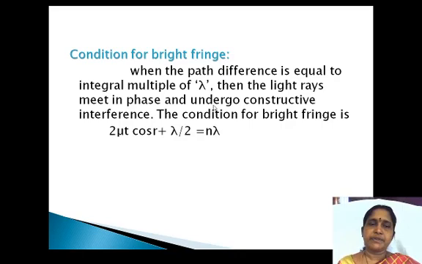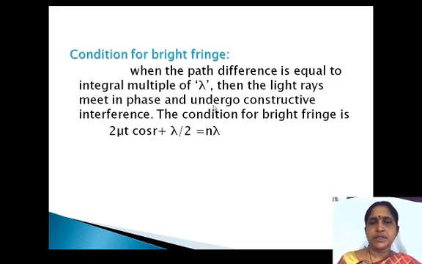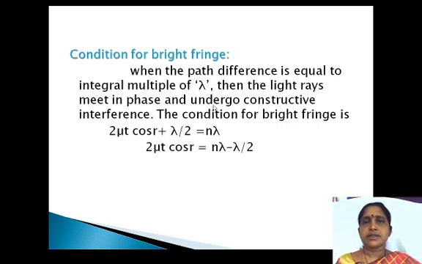The condition for bright fringe is that the path difference, 2 mu t cos r plus lambda by 2, is equal to n lambda. So 2 mu t cos r is equal to n lambda minus lambda by 2, which is 2n minus 1 into lambda by 2. That is the condition for bright fringe.